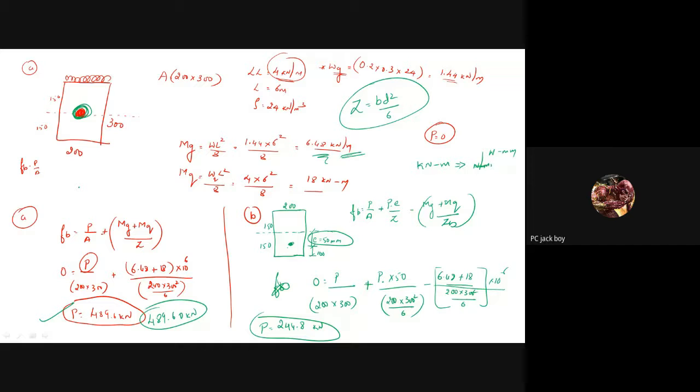So from this question, we come to know that if you are placing your tendon at the center, 489.60 kilonewton force is required. And if you are placing it at a certain eccentricity, say 50 mm, with respect to this cross section, then 244.8 kilonewton force is required.